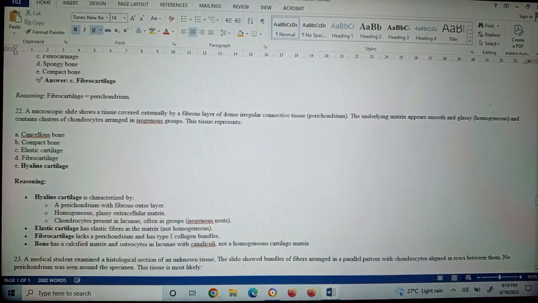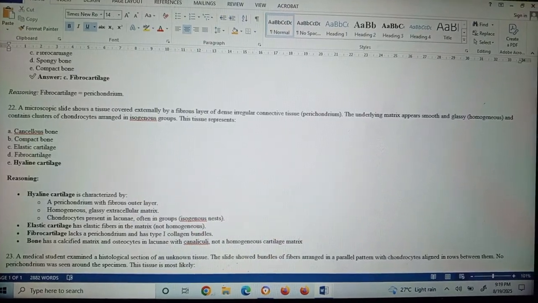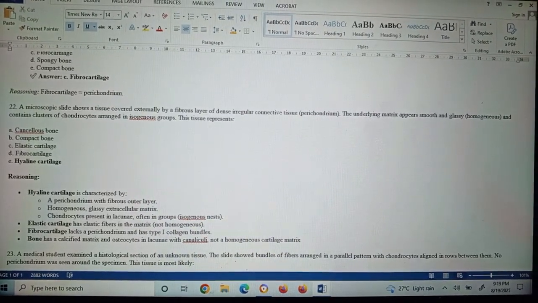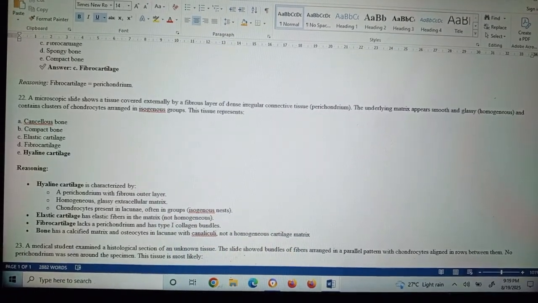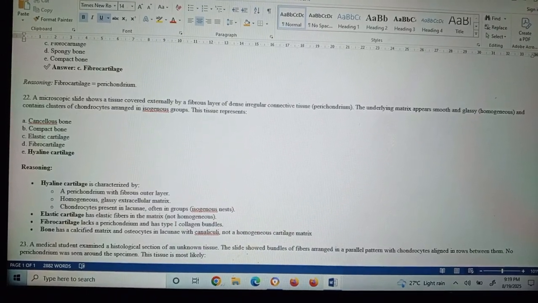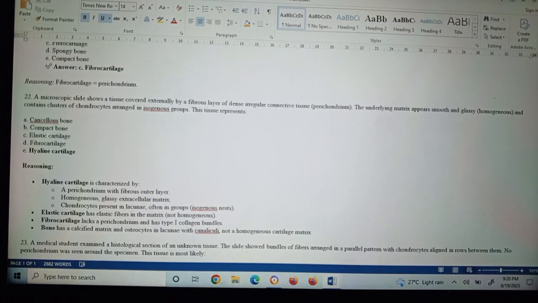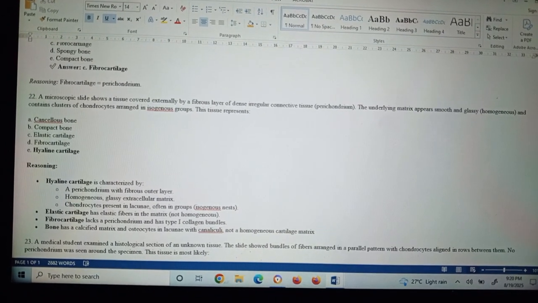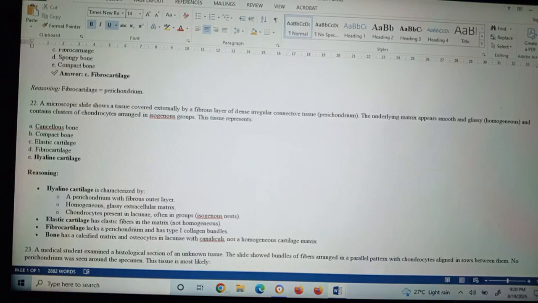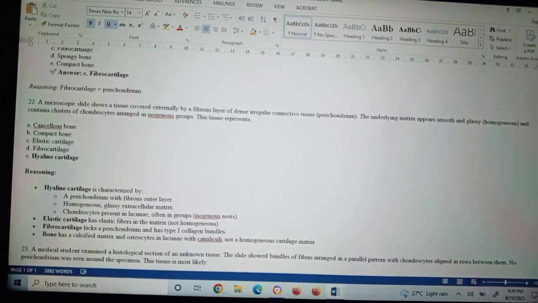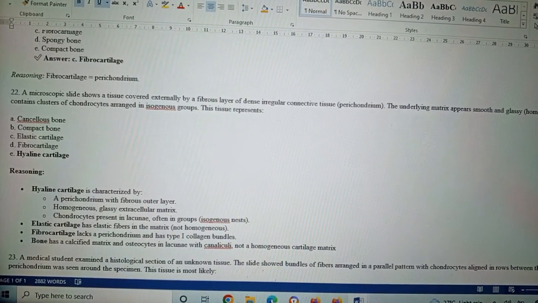A microscopic slide shows a tissue covered externally by a fibrous layer of dense irregular connective tissue, the perichondrium. The underlying matrix appears smooth and glassy, homogeneous, and contains clusters of chondrocytes arranged in isogenous groups. This tissue represents cancellous bone, compact bone, elastic cartilage, fibrocartilage or hyaline cartilage. The answer is hyaline cartilage, which is characterized by a perichondrium with a fibrous outer layer, homogeneous glassy extracellular matrix, and chondrocytes present in lacunae, often in isogenous groups or nests.